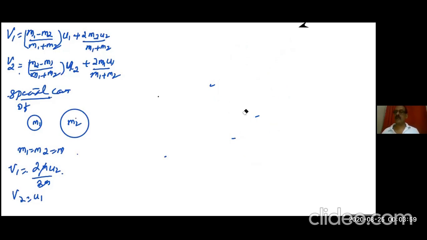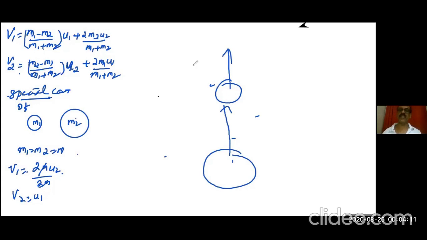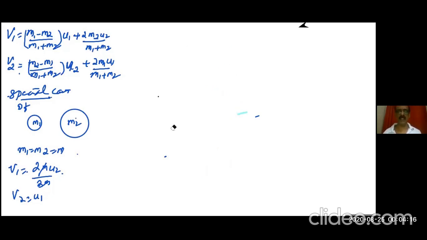You can see this while playing carrom board, approximately you will get this idea. See, one coin is at rest, and this is the striker. If it hits exactly here, you can see the striker will almost come to rest and the coin will fly off. Like that. Not a perfect example, but it is the usual experience we see.